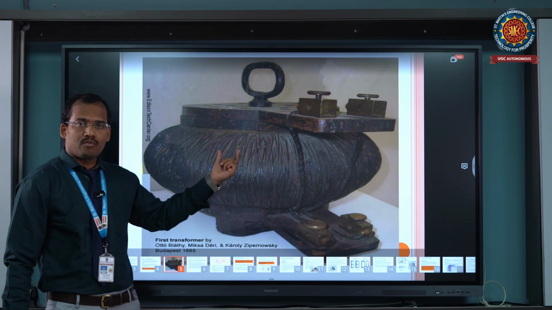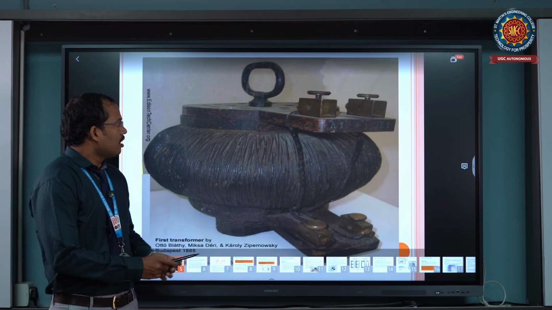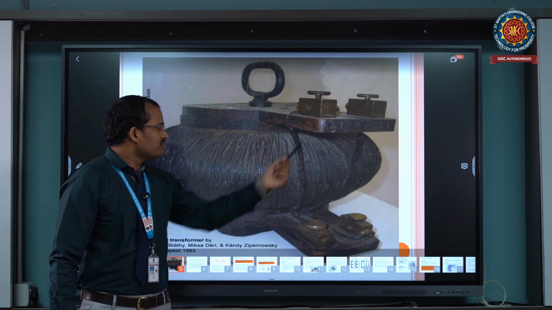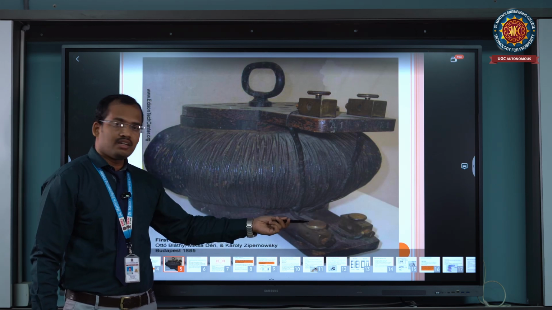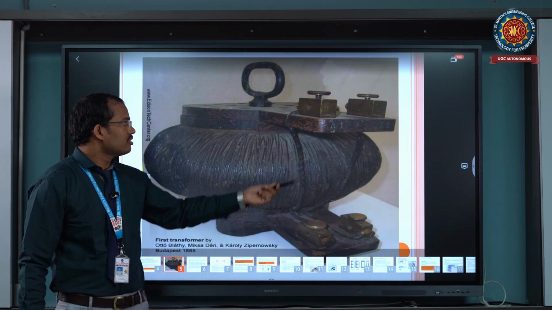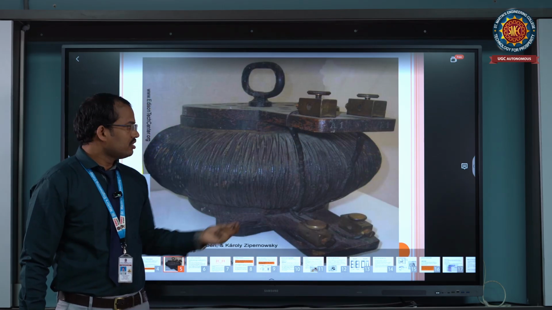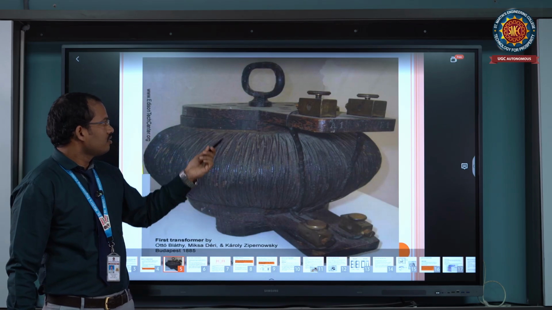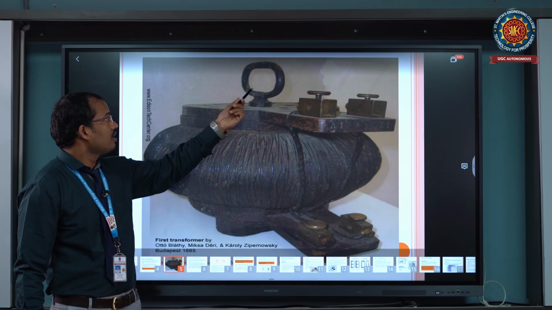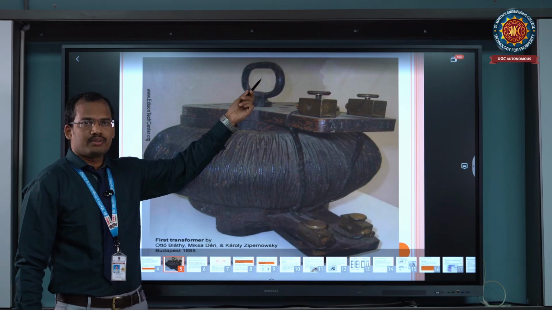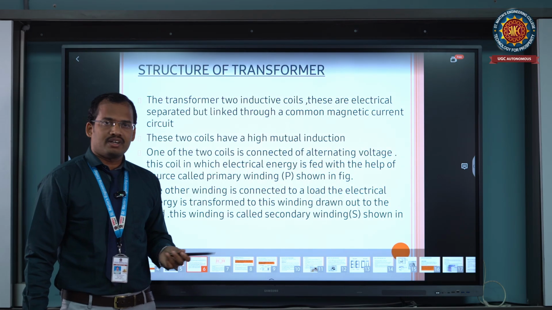This is the shell type diagram. This transformer has two terminals on the input side and two on the output side. For example, these two pins we connect to the input terminals, and these two terminals we connect to the output side terminals. So this is the shell type transformer. This is the core, an iron core. This is used for lifting purposes. So this is the basic diagram of the shell type transformer.